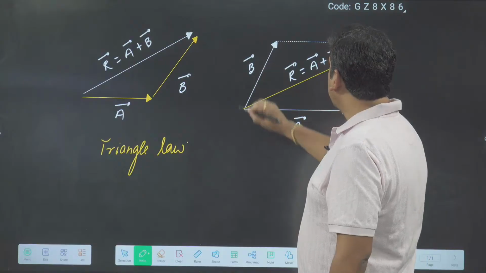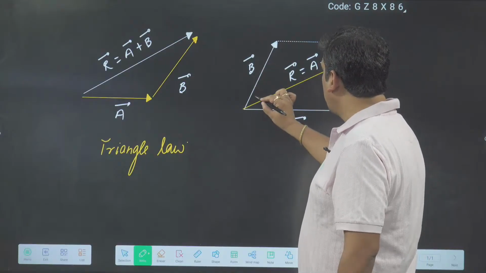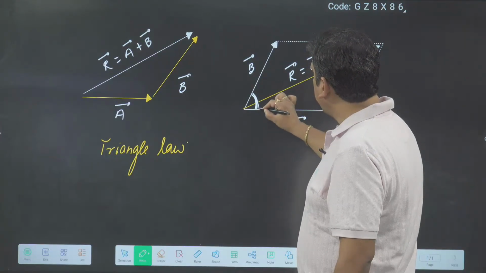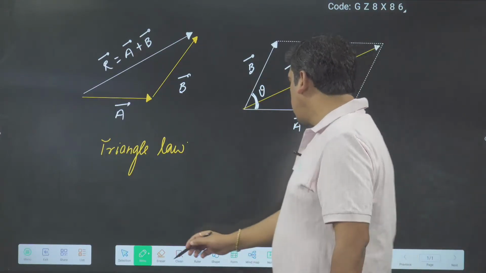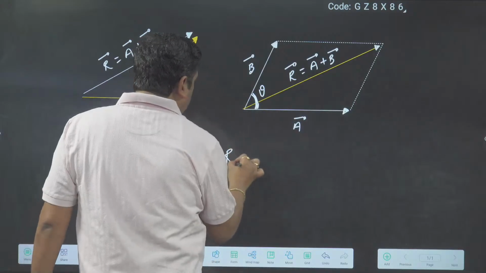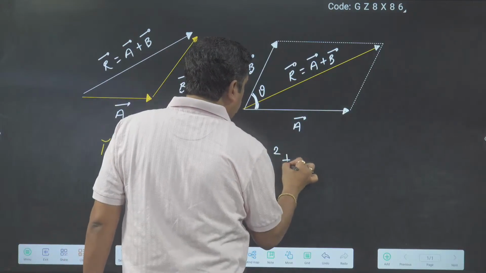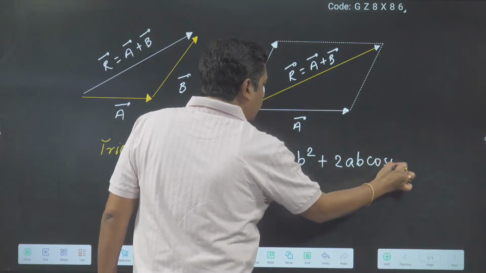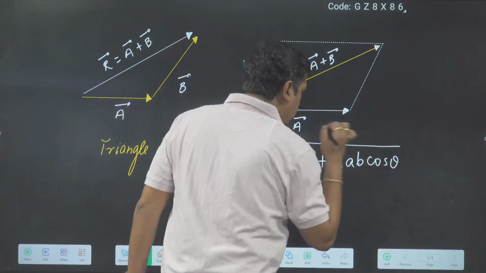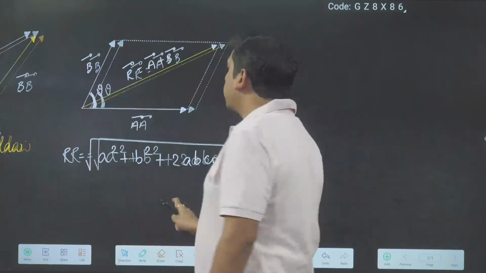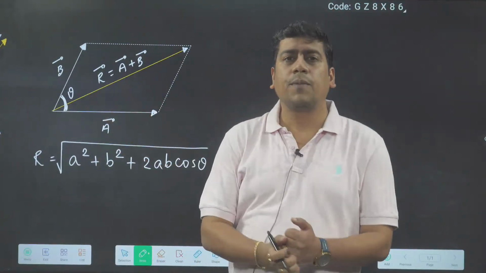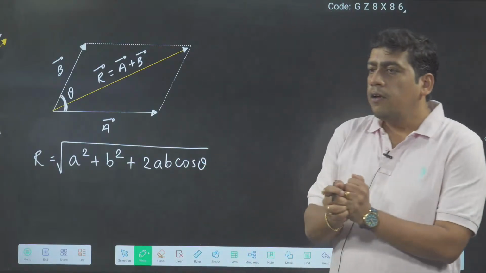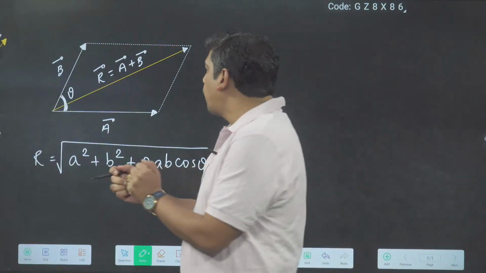I told you what is the magnitude of this R vector. I also told you, if you say this is the angle between A vector and B vector, theta, है ना, then what is the magnitude of R? I told you last class, beta, A square plus B square plus 2AB cos theta under root. This is the magnitude of R vector. We also want to find the direction of R vector, correct?